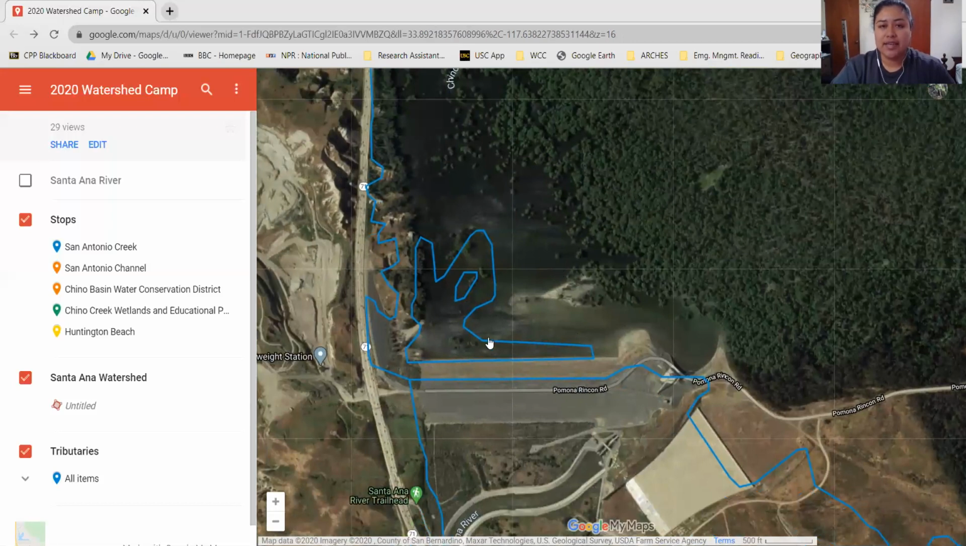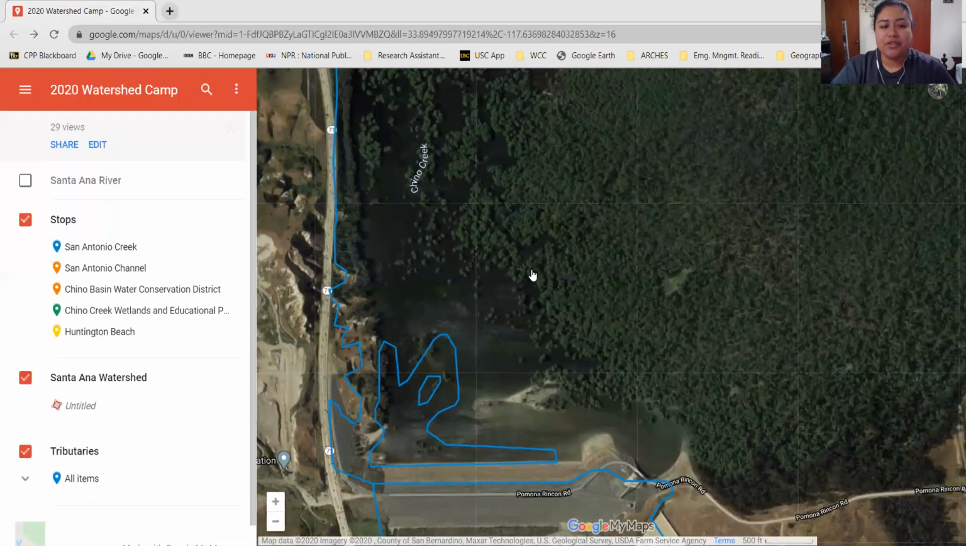This prevents the Santa Ana River from flooding and also protects the homes along the Santa Ana River from flooding. And another thing that is really important about the Prado Dam is that not only does it keep the Chino Creek Wetlands and Educational Park alive, as you can see by all of this green, the water that is stored here also serves as a groundwater recharge area.